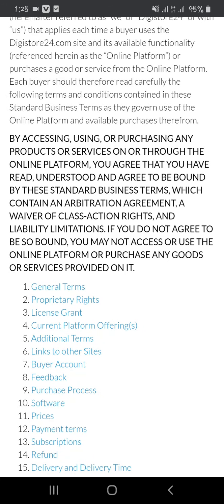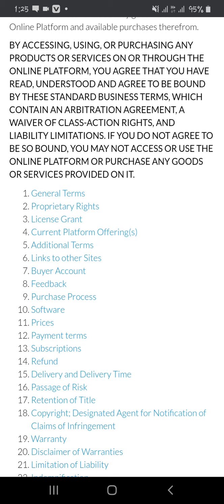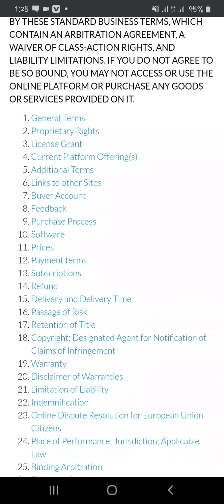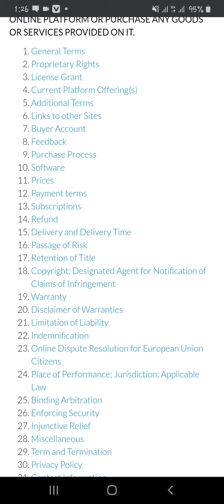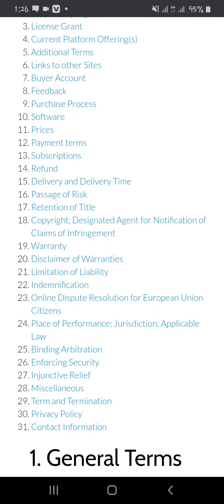First, general terms. Second, property rights, license grant, current platform offerings, additional terms, links to other sites, user account, feedback, purchase process, software, prices, payment terms, subscription, refund, delivery and delivery time, passage of risk, retention of title, copyright, designated agent for notification of claims of infringement, warranty, disclaimer of warranties, limitation of liability, indemnification, online dispute resolution for European Union citizens, place of performance, jurisdiction, applicable law, binding arbitration, enforcing security, injunctive relief, miscellaneous terms and termination, price policy, contact information.